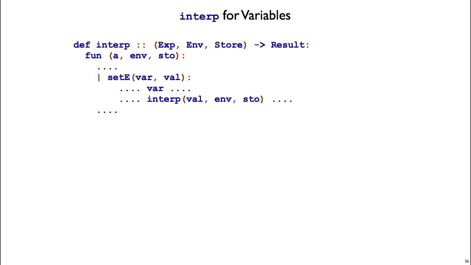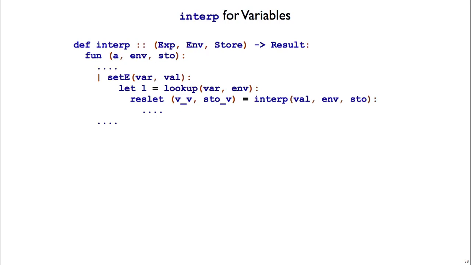The name var should point to a location. So we should be able to look that up in the current environment. And then when we interpret val, we should get back a value and an updated store. So let's capture those using reslet. Next, we want to update our store so that the location L points to the value VV. We can do that by overriding the latest store that we have, store V, and we'll put a cell in front that maps L to VV just like we want.